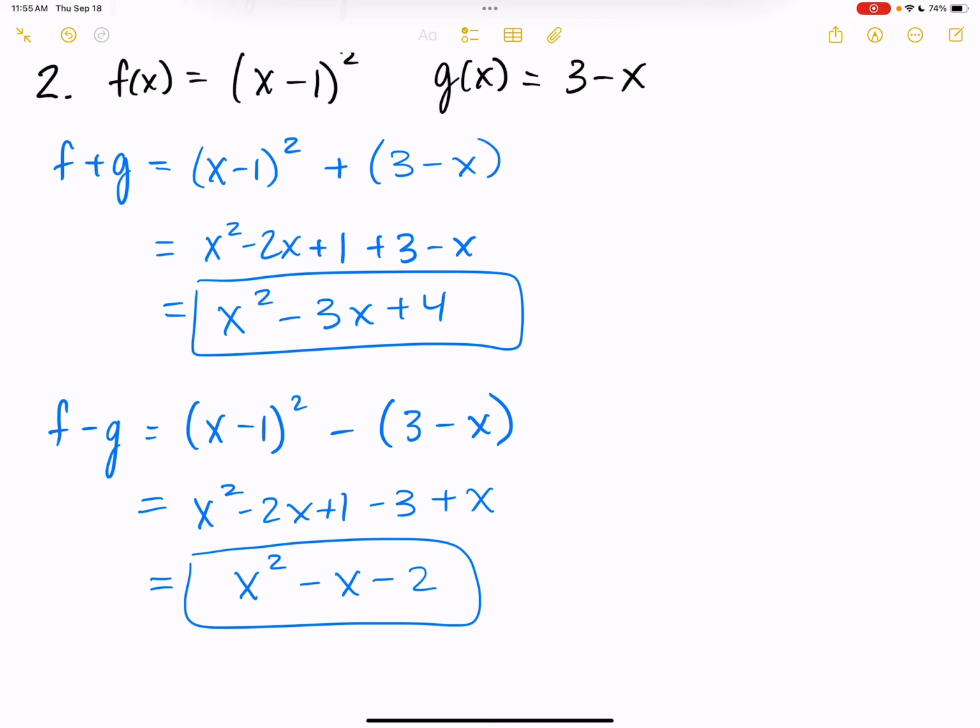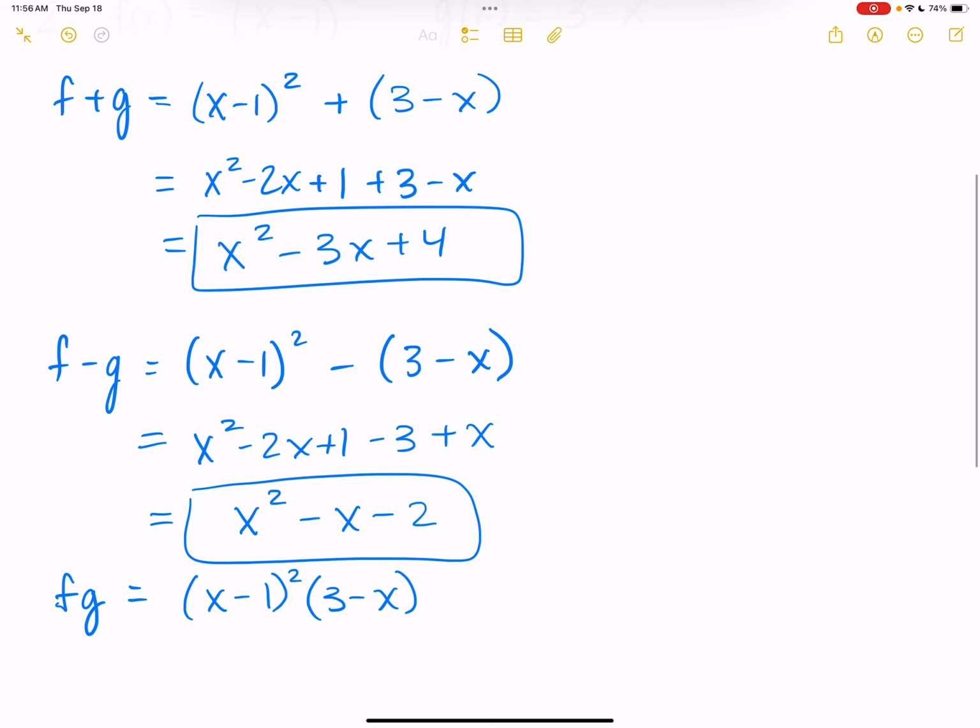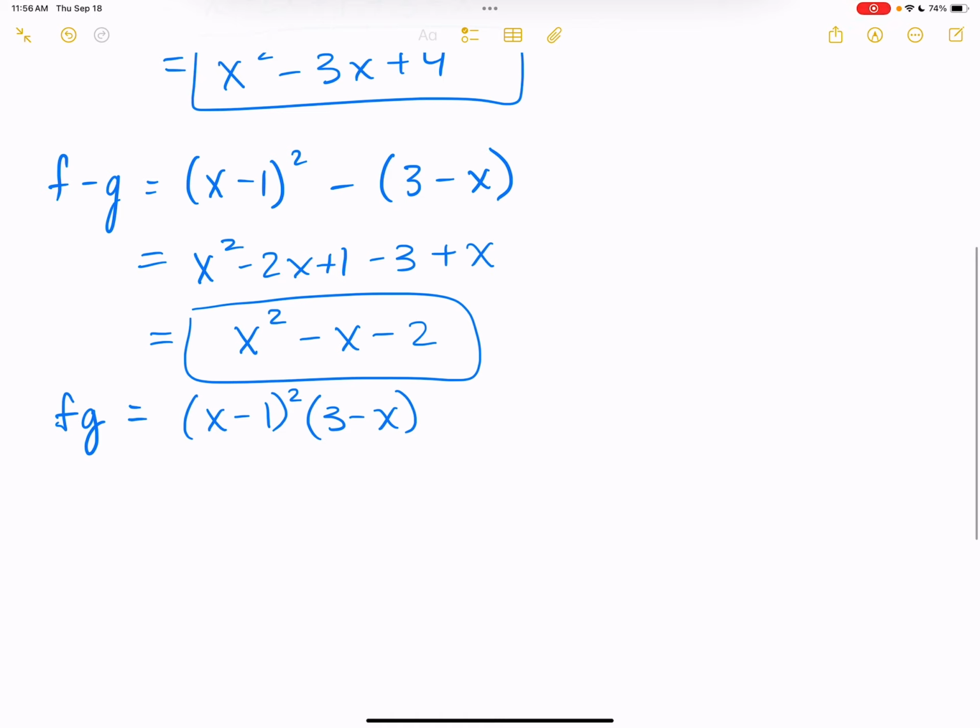Lastly, they want f times g. So that's going to be (x minus 1) squared times (3 minus x). Anytime you have something like this, I would recommend you do your perfect square trinomials first, or if you have a difference of squares, do those things first and then multiply by the other stuff, because it's going to make your life easier. So this is x squared minus 2x plus 1, and then it's going to be superfoiled with 3 minus x.